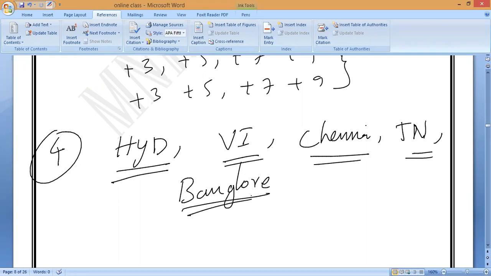Which is the odd one out? Who said first? Tamil Nadu, sir. Why? Because all are capitals. So all are capital cities, and this is the only state. Is it yes or no? Yes, sir. Odd one out.